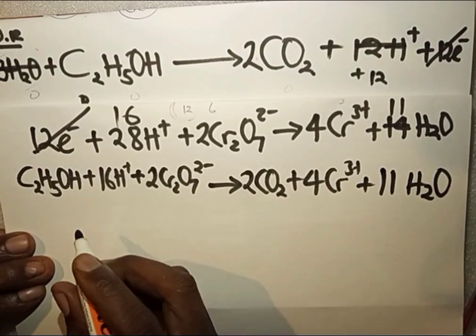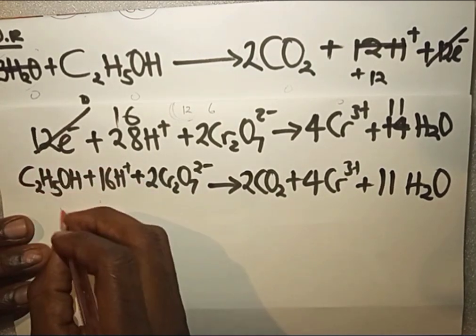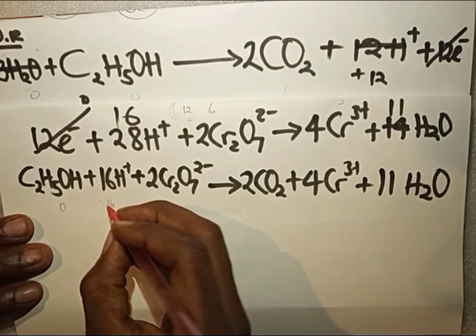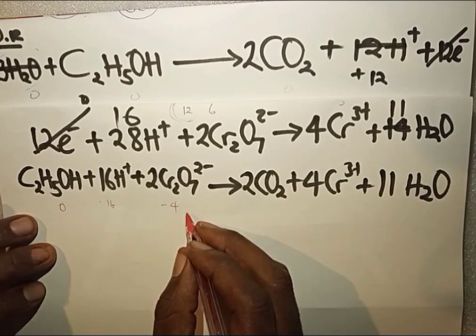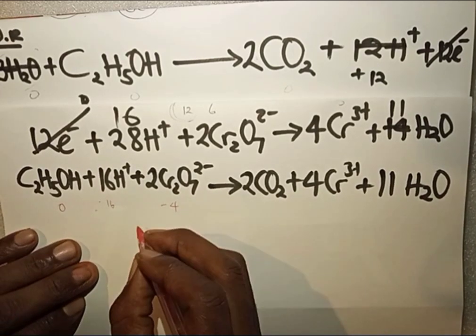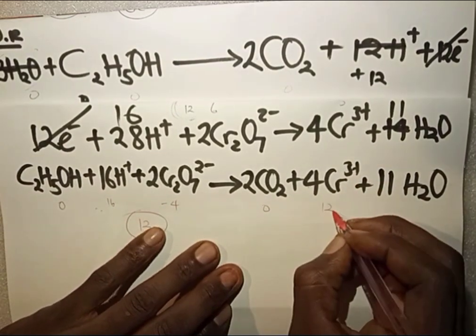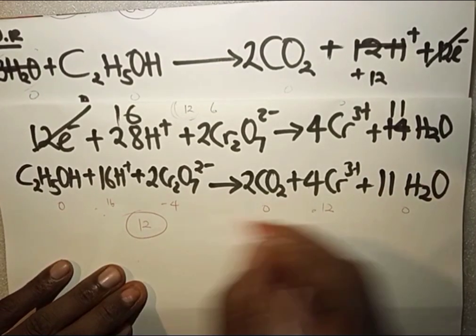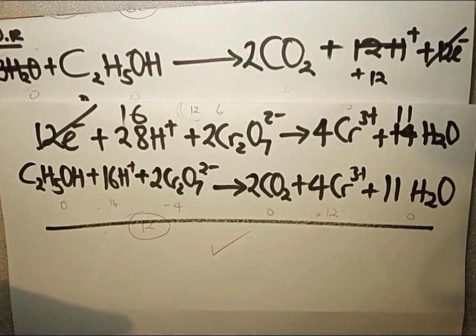Is it balanced? Let us counter check. This whole compound, it's 0. This whole compound, it's 16. This whole compound, it's negative 4. 16, negative 4. So 16 minus 4, it is 12. Let us check this one. This is 0. 4 times 3, it is 12. This one, 0. So 12 is equal to 12. So meaning it is balanced. And this is how we balance using half reactions for an acidic condition.